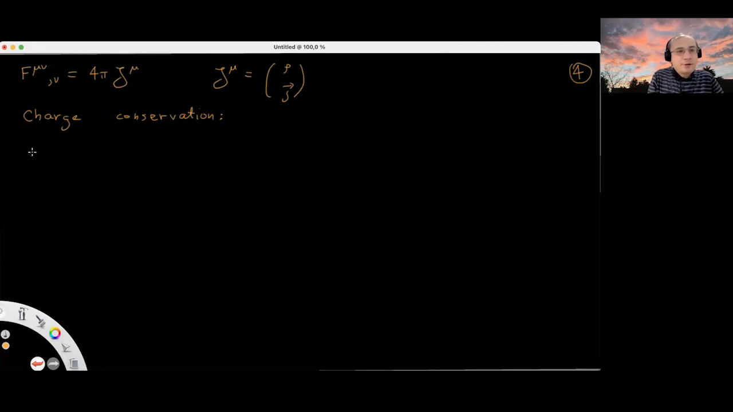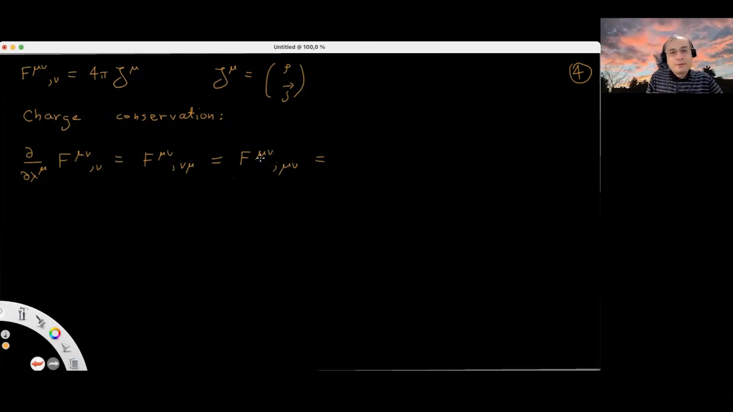Let's take this thing here and differentiate with respect to x mu on both sides. So the left-hand side, we can also write as f mu nu, comma nu mu. And now there is something funny. Differentiation with respect to mu and nu is a symmetric operation. So this is also f mu nu, comma mu nu, right? Because there is no difference in the order of differentiation in standard partial derivatives with respect to coordinates.